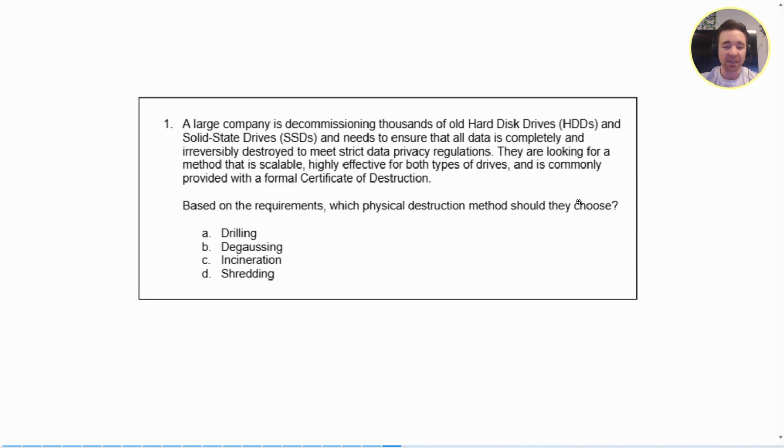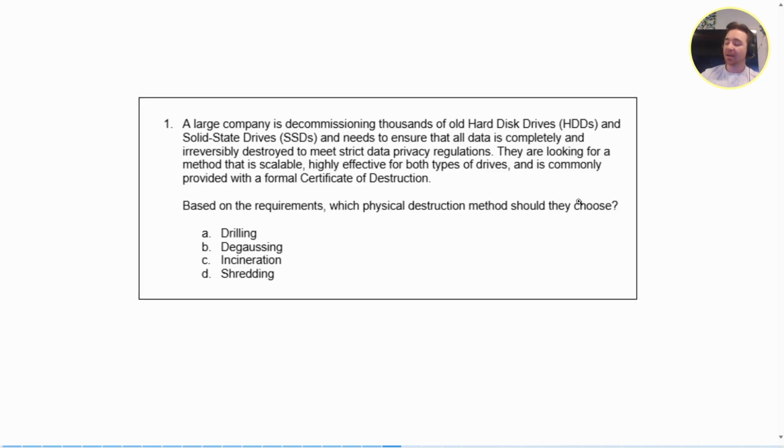Is it A, drilling, B, degaussing, C, incineration, or D, shredding? Which one should they choose? What do we think? Your answer coming after I take a short sip of coffee.